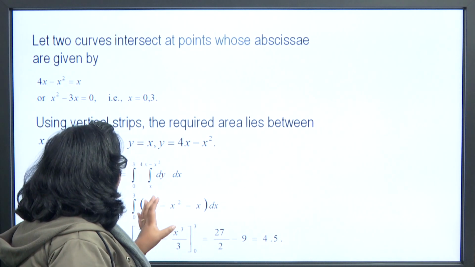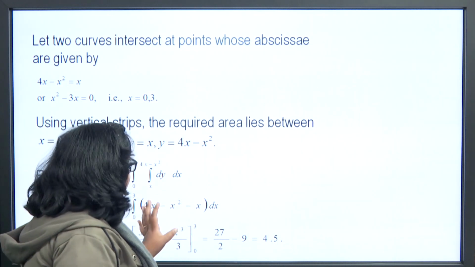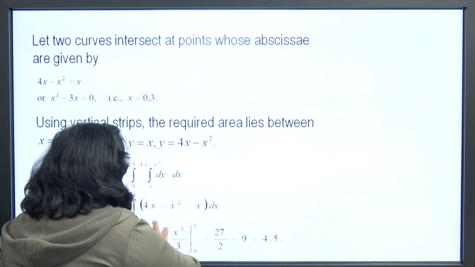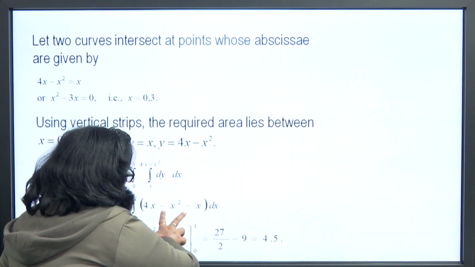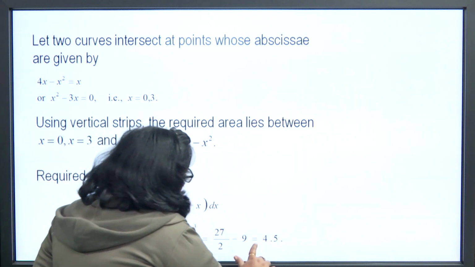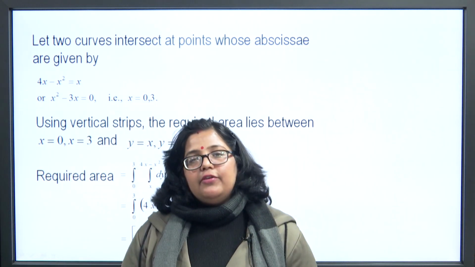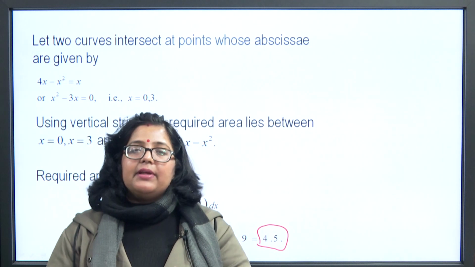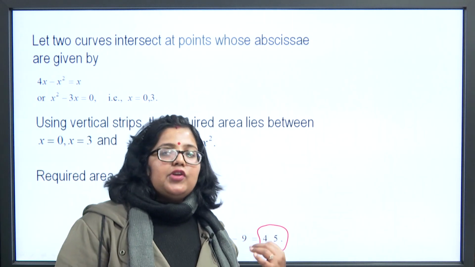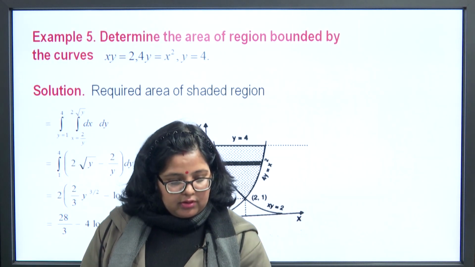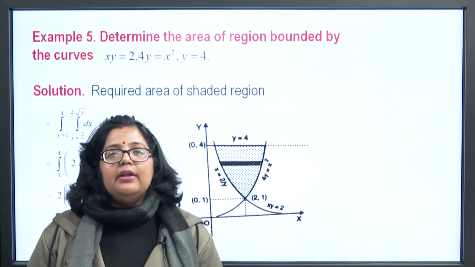This is 4x minus x square minus x dx. Integrate this integration with respect to x and solve this for 4.5. If we draw the strip parallel to the x axis, it becomes difficult, but the answer is always the same. We go to the next question.